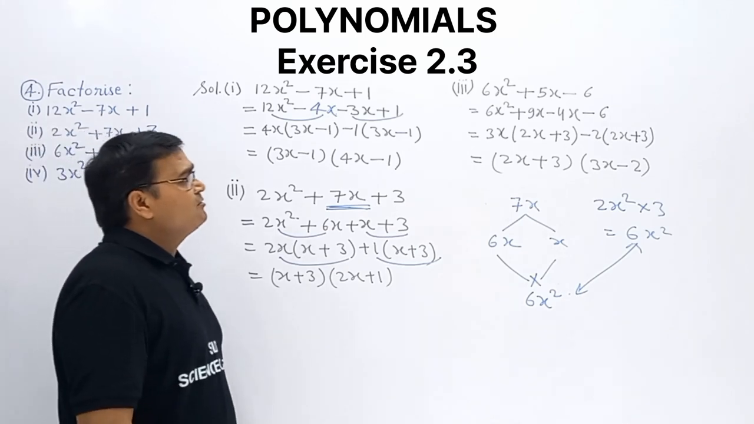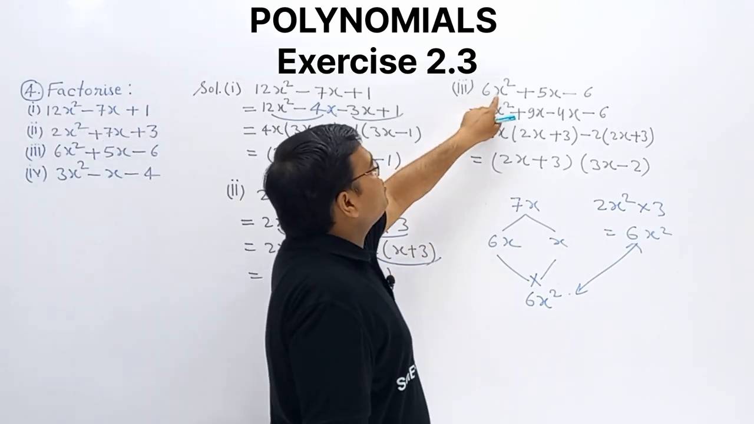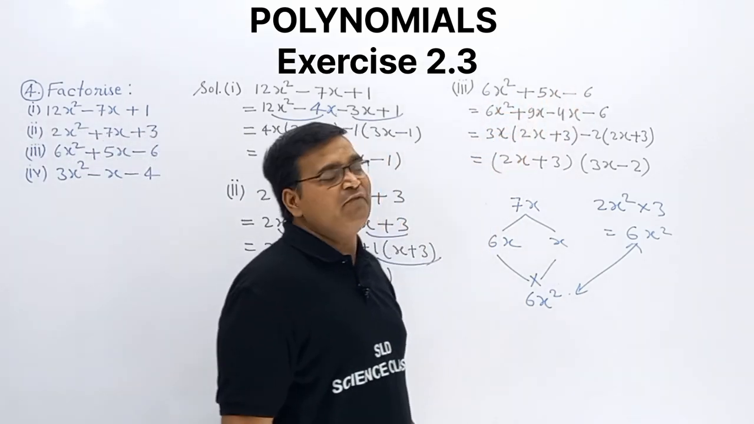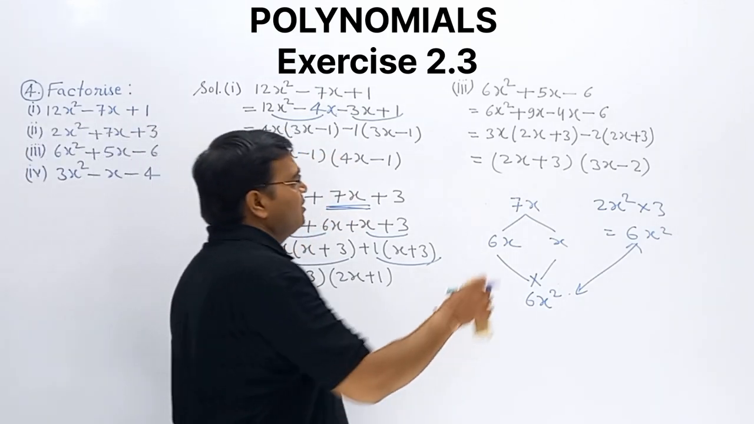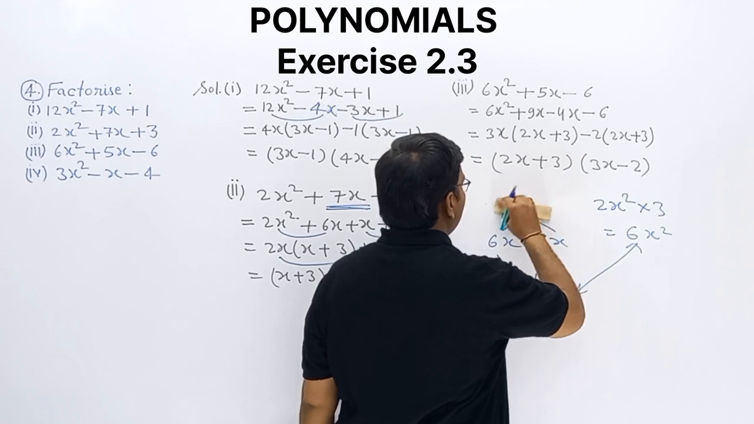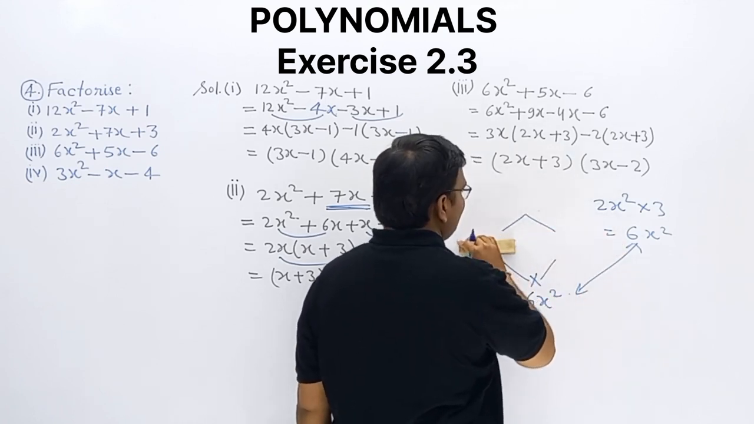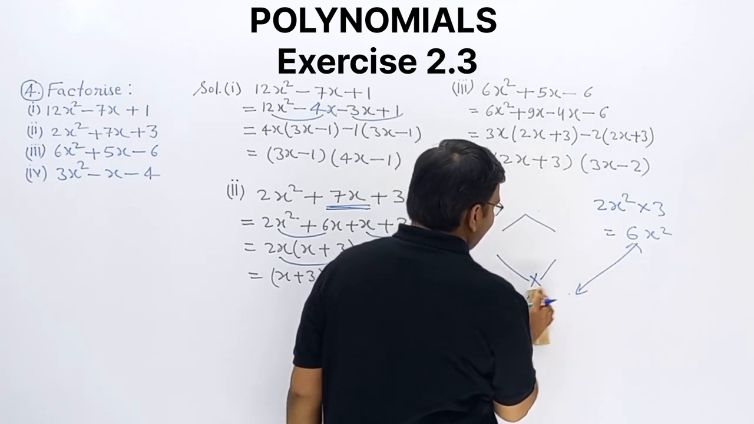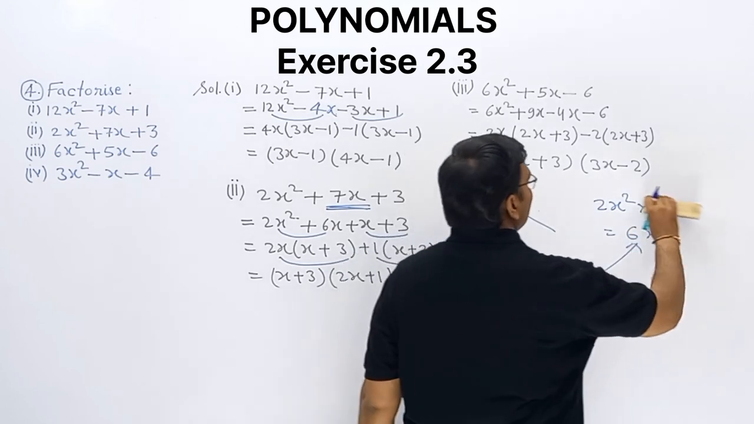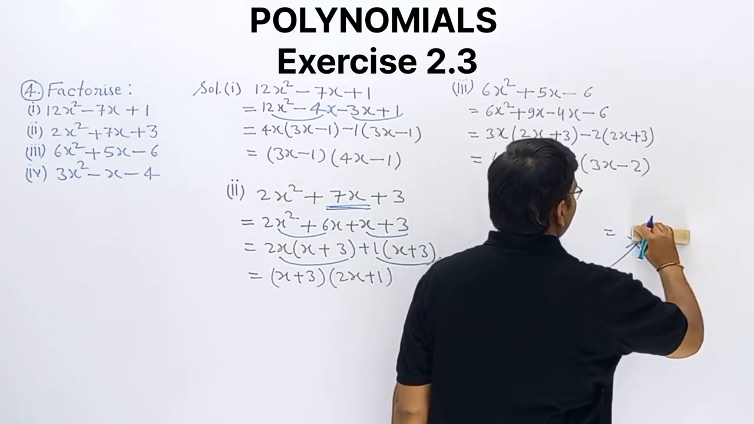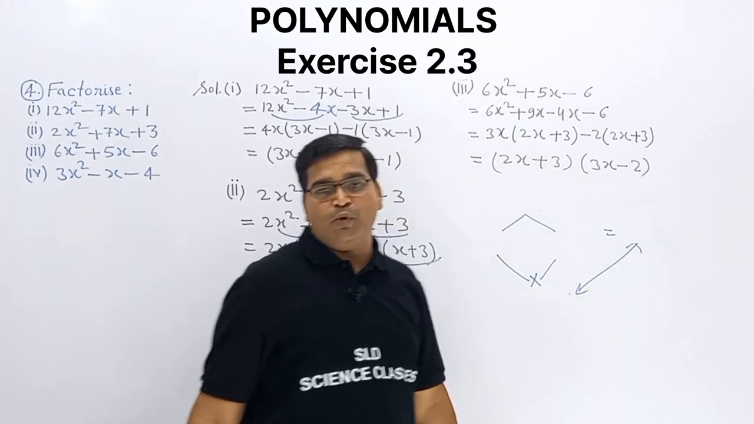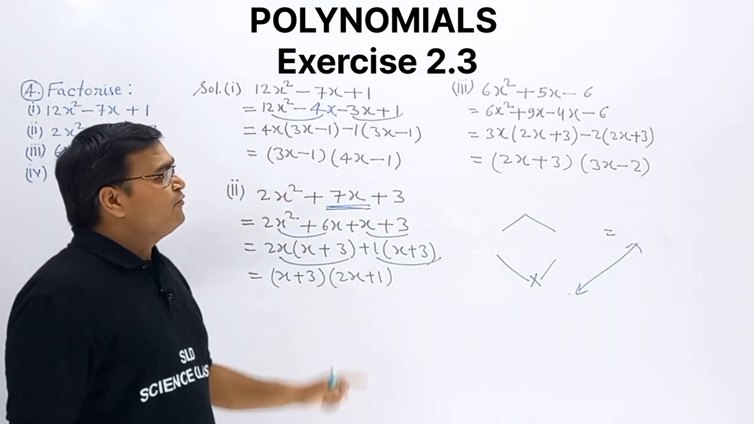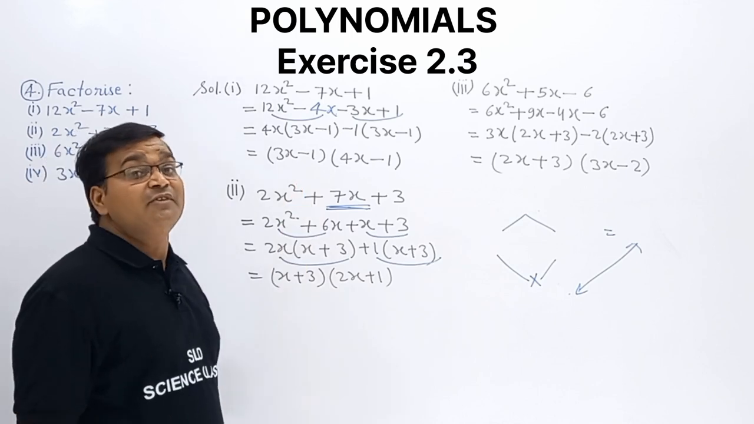Question number third one. 6x square plus 5x minus 6. We want to factorize this one. How will we factorize? First we want to split the middle term into two parts. Sum of both parts should be equal to the middle one, and product of both parts should be the product of first and last term with sign.